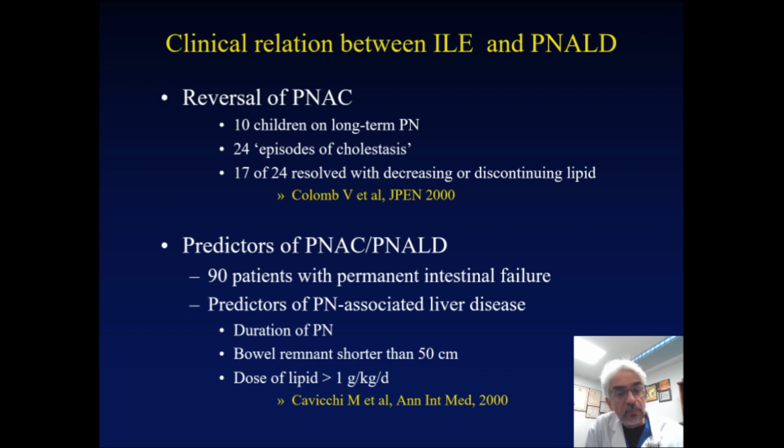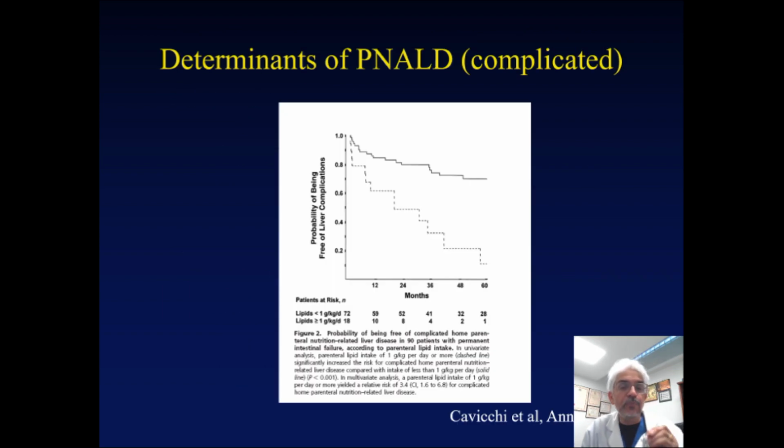Marianne Cavicchi from Bernard Messing's group in Paris reported on 90 adult patients with permanent intestinal failure. In a multivariable model, they showed that the predictors of parenteral nutrition-associated liver disease in this cohort were the duration of PN, a bowel remnant shorter than 50 centimeters, and finally, a dose of lipid greater than 1 gram per kilo per day. This graph shows the probability of being free of liver complications in their multivariable model. The dotted line shows that patients receiving a dose of lipid of greater than 1 gram per kg per day were conferred a relative risk of 3.4 to develop complicated parenteral nutrition-associated liver disease.